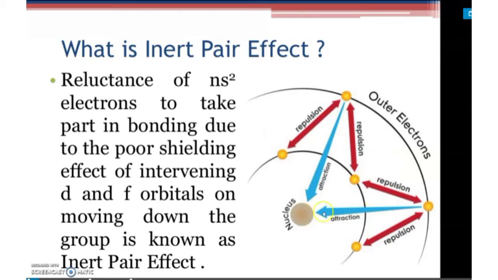You can see here a representation of the inert pair effect.